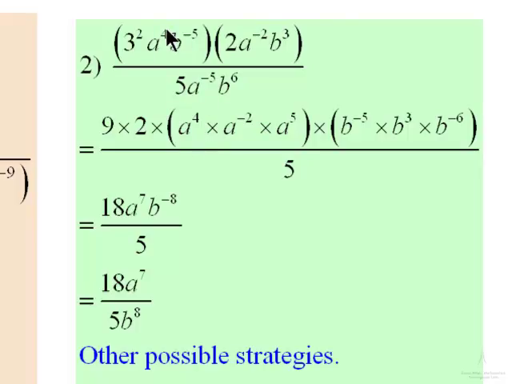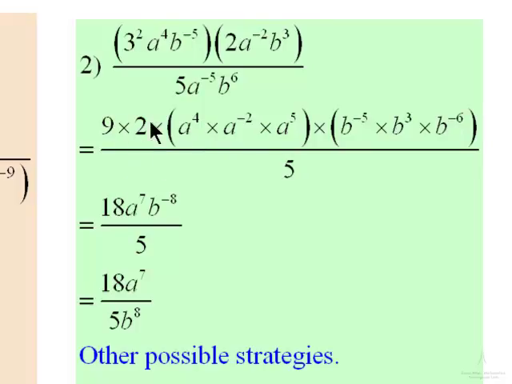So we have a to the power 4 multiplied by a to the power minus 2, and this a to the power minus 5 I bring to the top, and it becomes a to the power 5. So my strategy here is to bring everything to the numerator position. Then, as far as the base b is concerned, we already have b to the power minus 5 at the top, multiplied by b to the power 3 at the top, and this b to the power 6, which is part of the denominator, if it goes to the numerator position, it becomes b to the power minus 6. Now we can combine it.